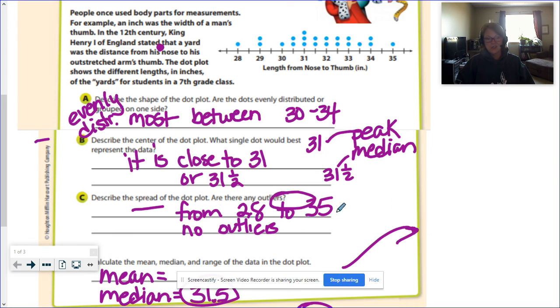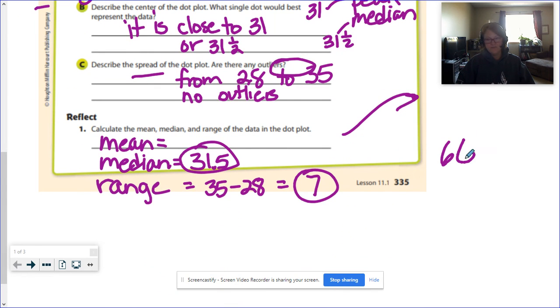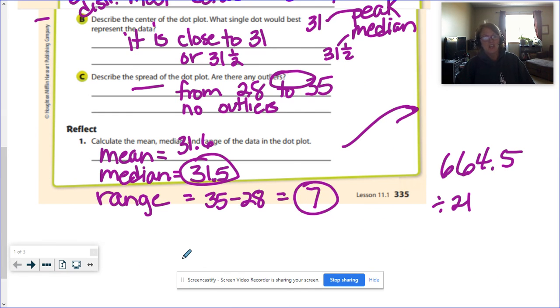I get a total, and you'll have to check me here, of 664.5. There were 21 students. So we're going to divide that by 21. And I get about 31.6 when I round that to the tenths place. Okay, that's a pretty concise and good data set because the mean and the median are really close to each other. And if we looked at the mode, that also is 31. So, all right, pretty good.